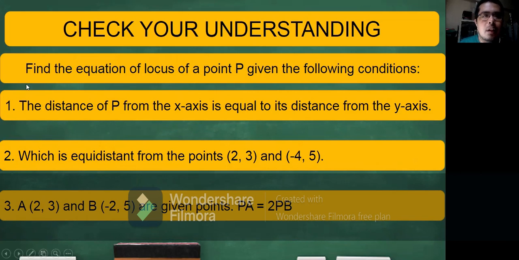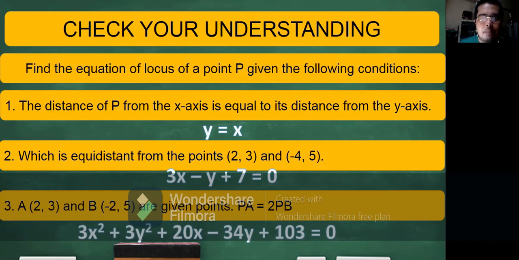For number 1, the answer is y equals x. Number 2, the required equation is 3x minus y plus 7 equals 0. And for number 3, we have 3x squared plus 3y squared plus 20x minus 34y plus 103 equals 0. Okay, did you get all 3 correct answers?